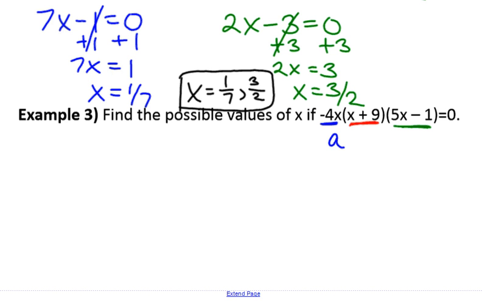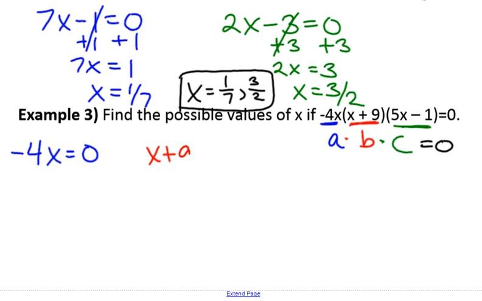This would be like a times b times c equaling 0. Okay, so we have three separate factors. So again, any of those could be 0. A could be 0, and it would not matter what b and c are. Same with b, same with c. So no matter how many factors you have, you set each one equal to 0. So my first would be negative 4x equals 0. Then you would have x plus 9 equals 0. And then finally, you would have 5x minus 1 equaling 0. So you would have three possibilities of x equaling 0.